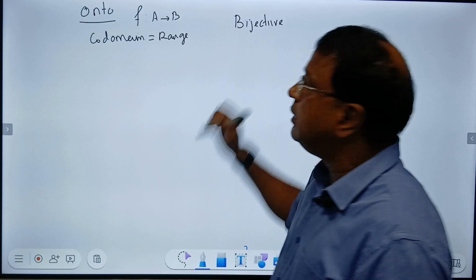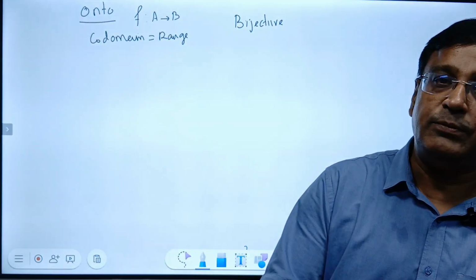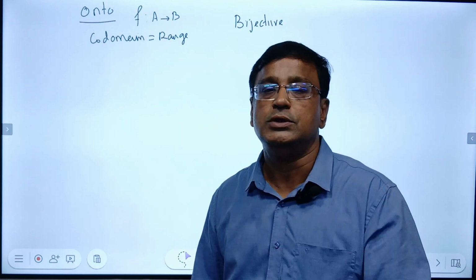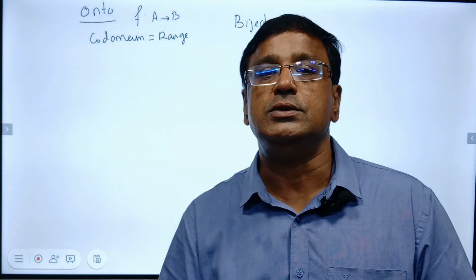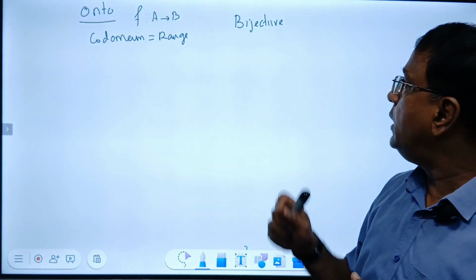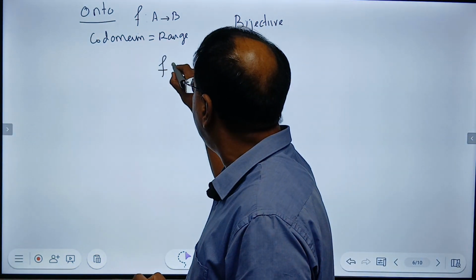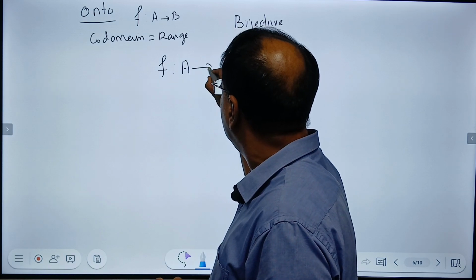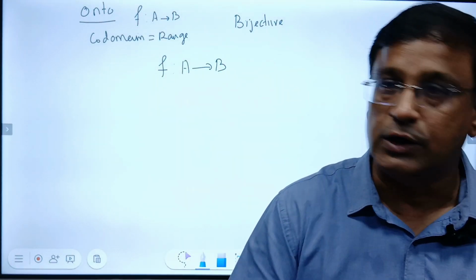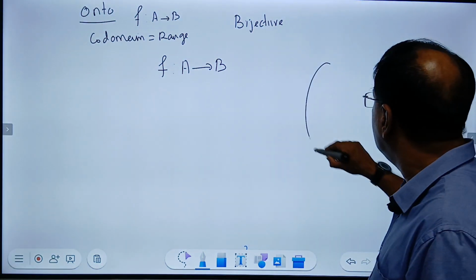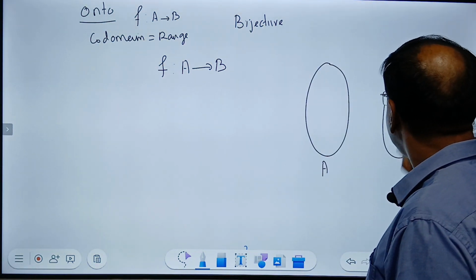So what have I done till now? I have introduced you to a word called function. Then what are the different types of function? We are just brushing through. It's a one-to-one function, onto function, and if it is one-to-one and onto, it is called bijective. Now why do I do all this? Very, very simple. If I have a function f from A to B, remember this is a function. That means it satisfies the definition of a function. This is A and this is B.